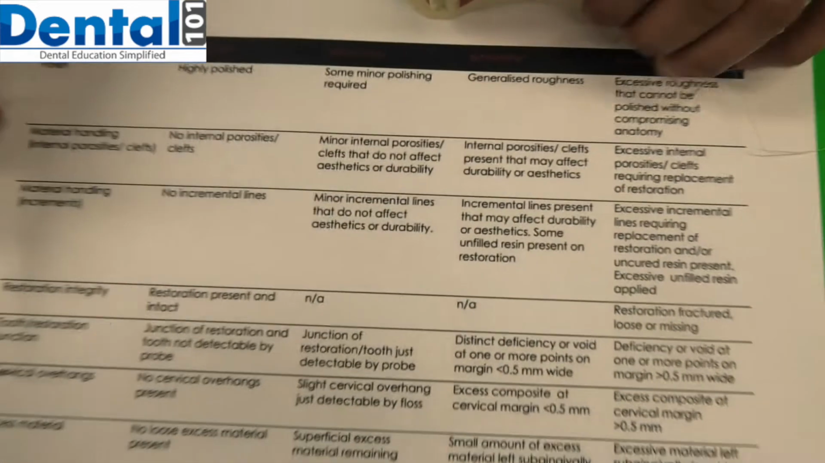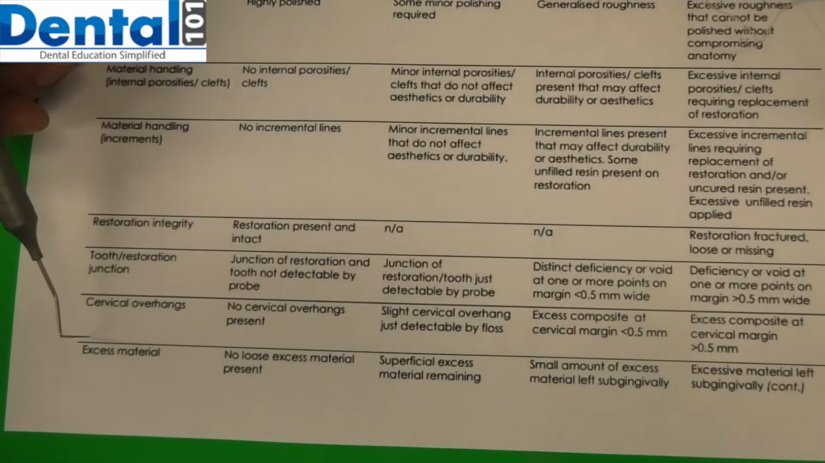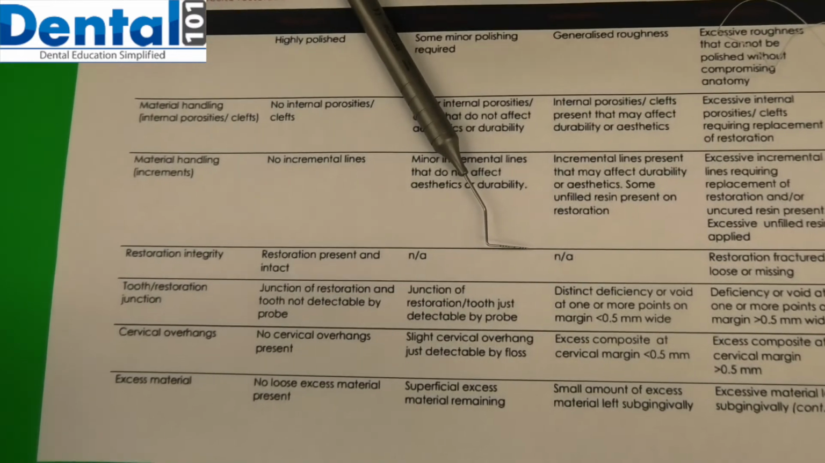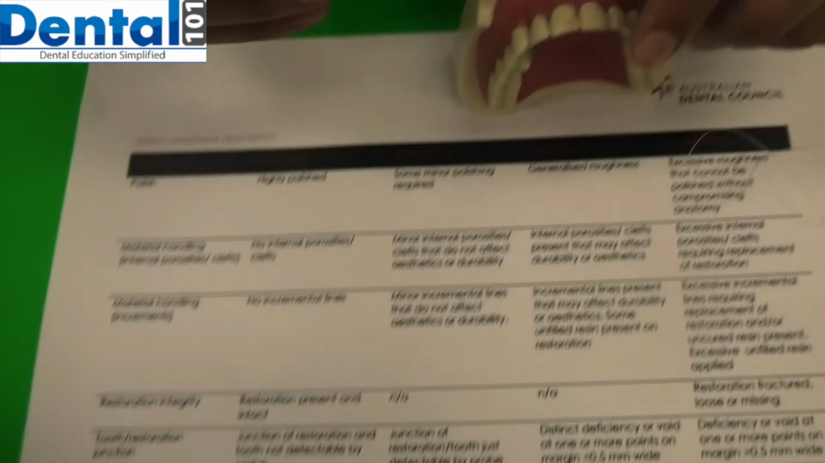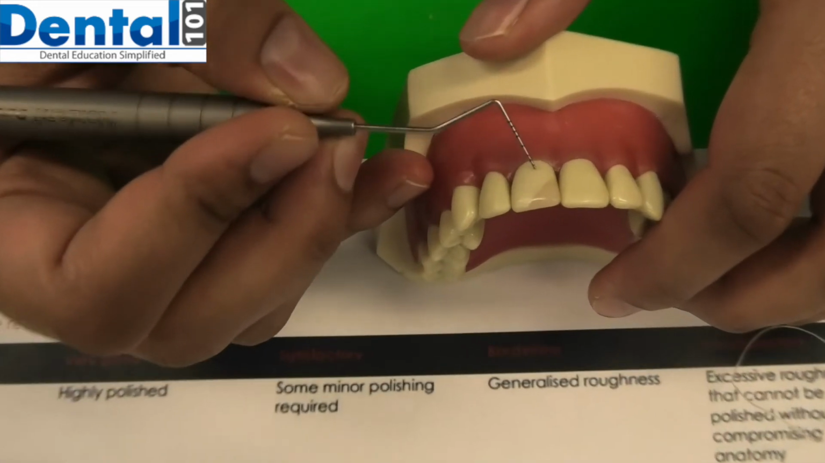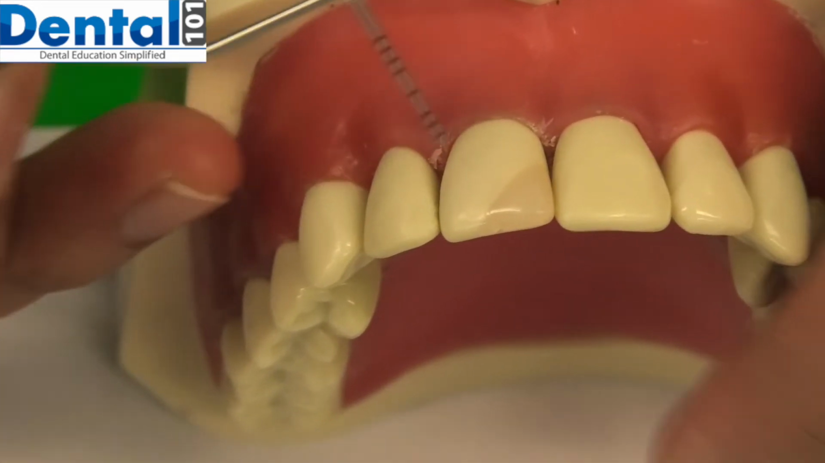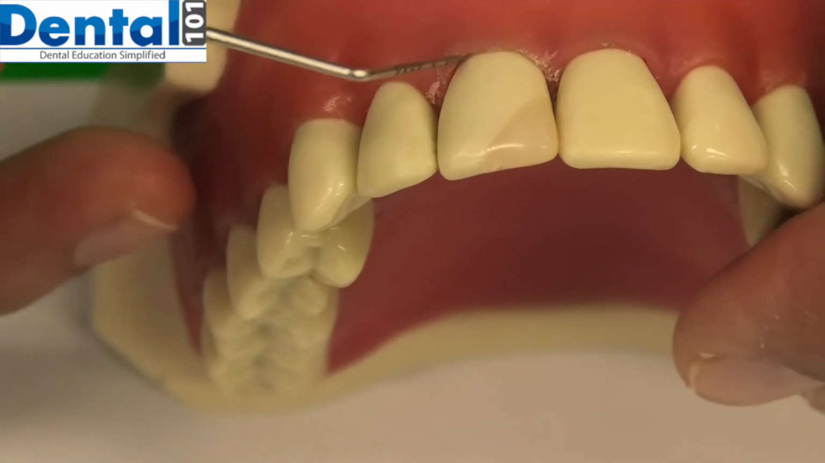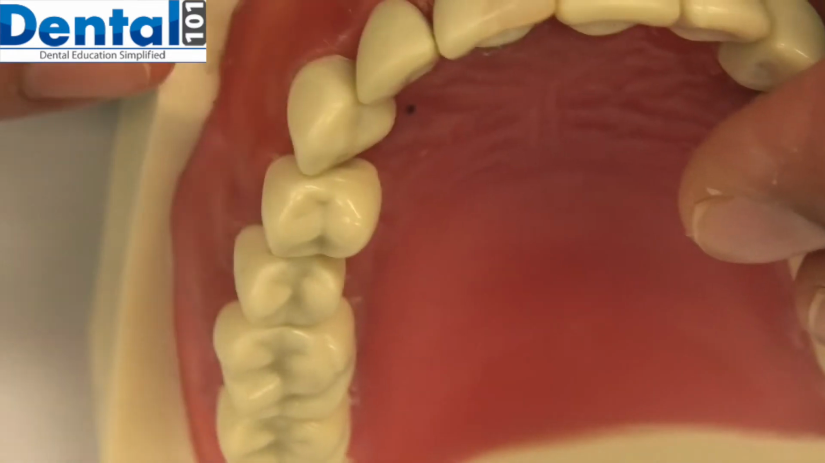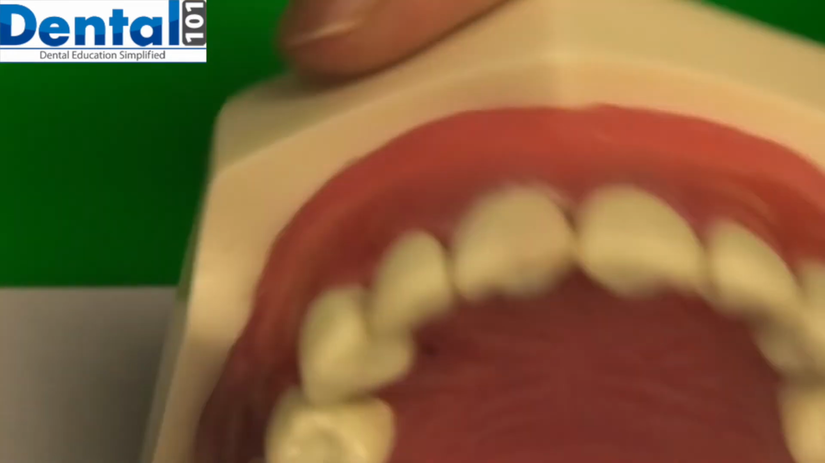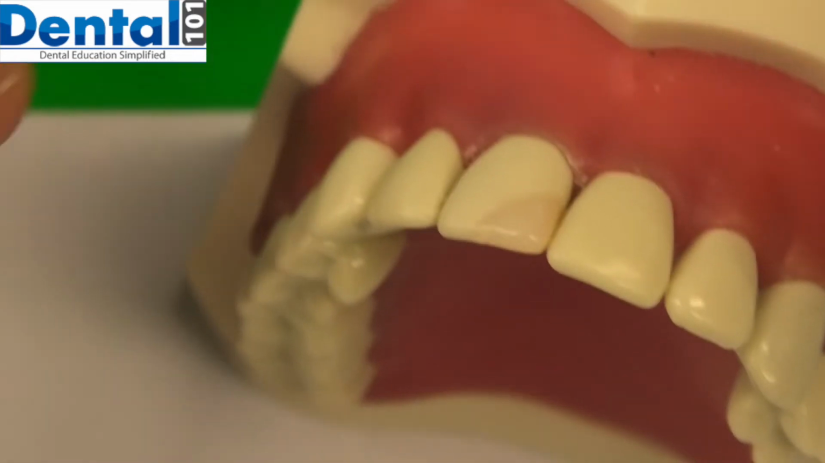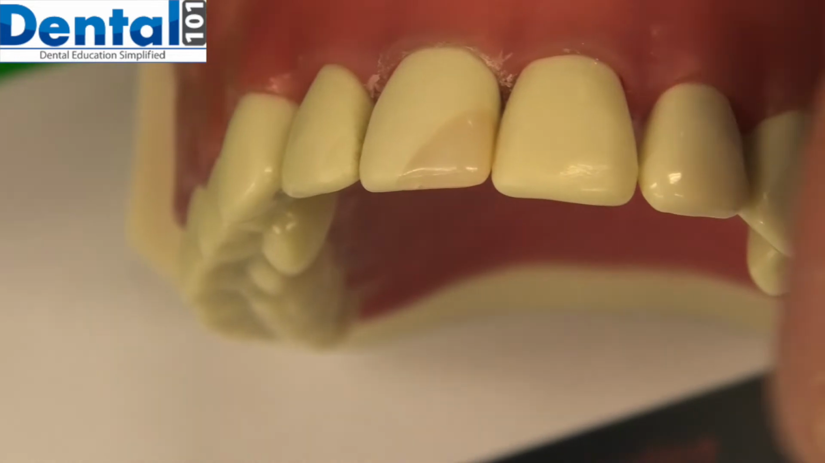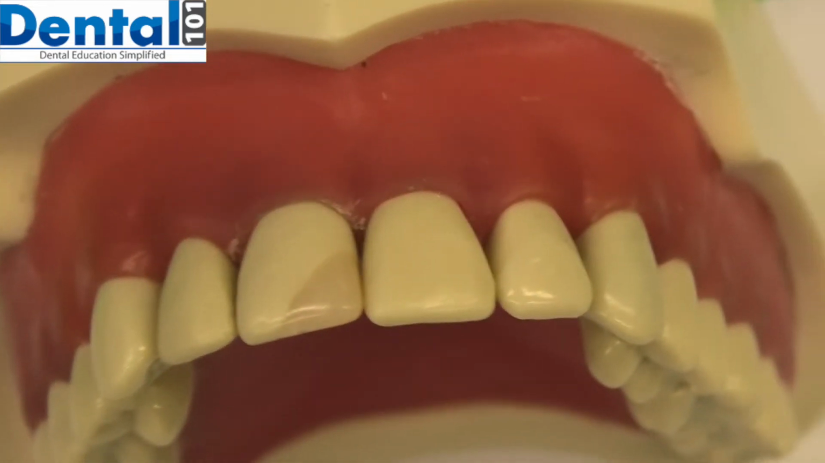Okay, and now I move to the next point, which is excess material. It means if you left any debris or any excess material, any composite, on the tooth structure, which the examiner can feel, either on the tooth structure or on your restoration or under the gum area, that can also cost you marks. So always try to clean the tooth of any excess composite, so you can save these marks.